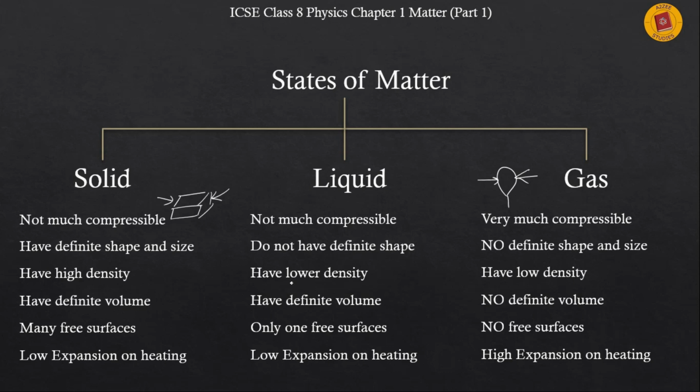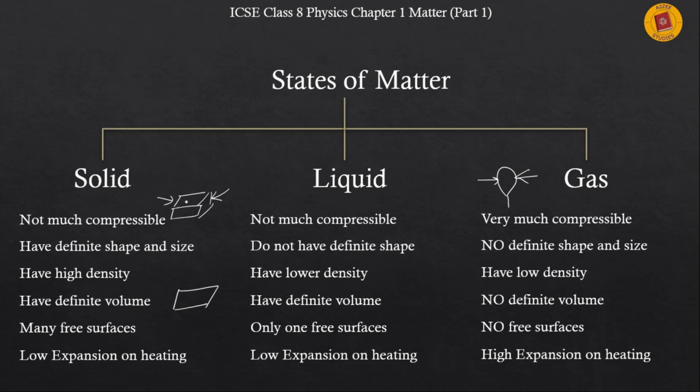Solids, the next property, have a high density. Liquids have lower density than solids, and gases have a very low density. That is why we can move inside gases very easily. Then solids have a definite volume, liquids do not have any definite volume, but gases also do not have any definite volume. Sorry, liquids have a definite volume. My mistake.